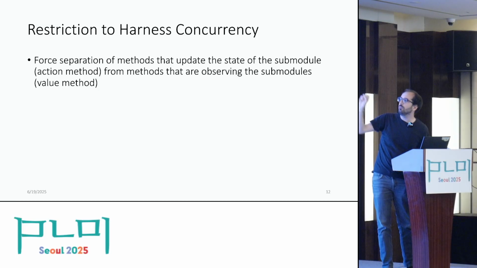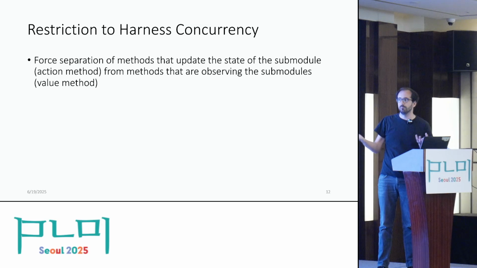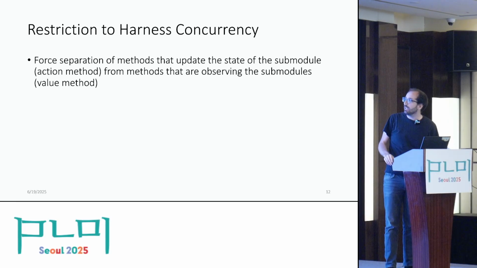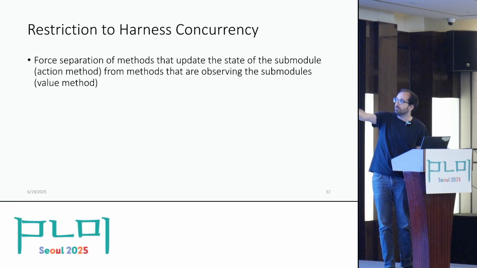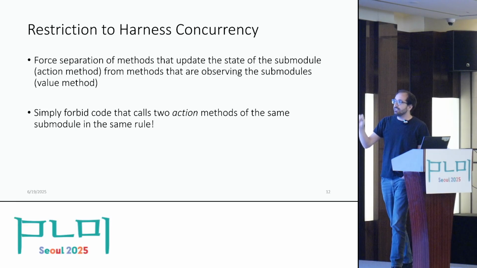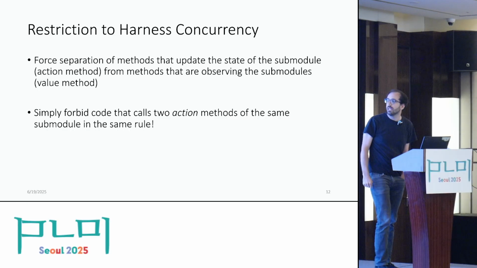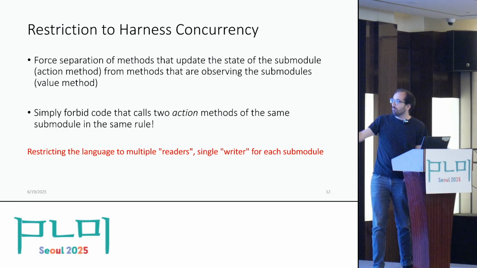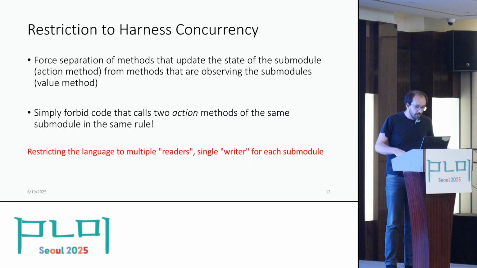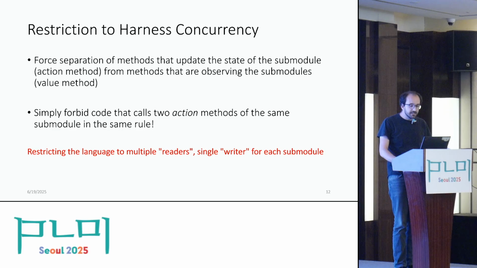Normally in the previous work, every method was considered the same kind of method. Methods that change the state and methods that read the state were all smashed into one family of methods. And we did two childish steps. We started by saying, let's separate methods that purely update the state from methods that are observing the state, called value methods. And then let's simply forbid rules that call two action methods of the same module. When you do that, you're morally restricting the language to multiple readers, single writers, where concurrency management is much simpler to handle, and Bluespec can basically do that, and then you can explain every behavior in terms of a sequence of behaviors. So we did that.